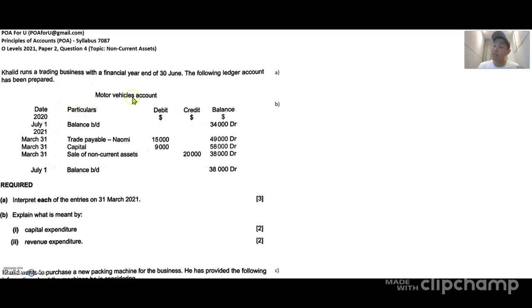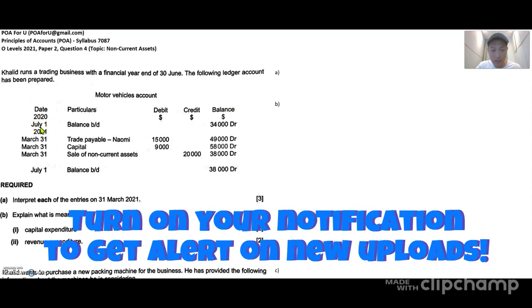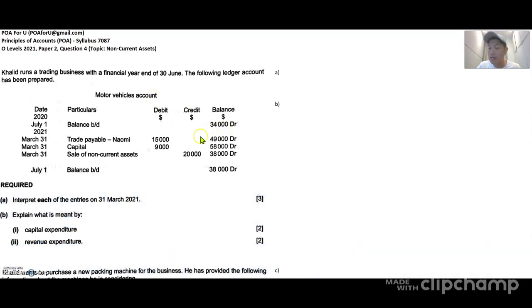Motor vehicle is an asset account, and an asset account is debit in nature, and therefore any debit balance indicates that you still have some assets there. So on the 1st of July, the first day of the financial year, you have a balance brought down that's carried over from last year. We have a 34,000 balance in this motor vehicle account, indicating that we have 34,000 worth of motor vehicles in this business as of the beginning of the year.